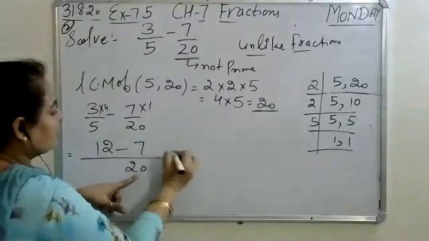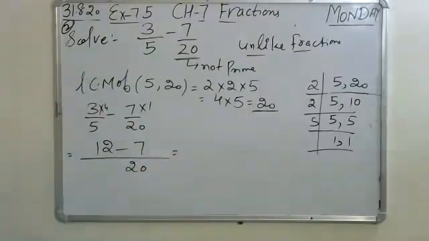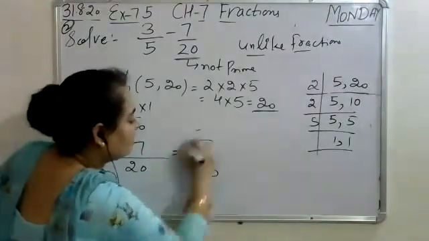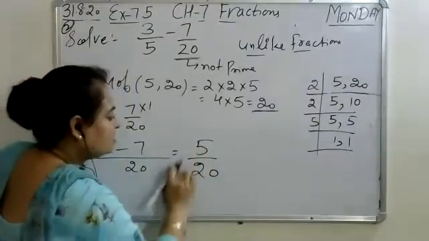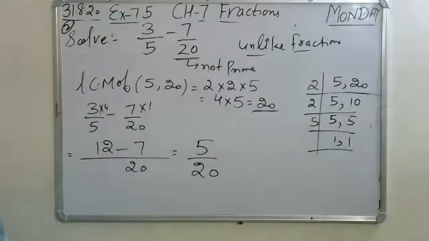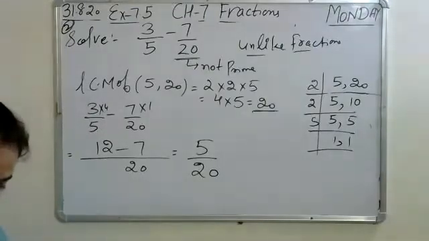Now tell me the final answer. 12 minus 7. 5. Yes, 5 by 20. Is 5 by 20 the final result? No, ma'am. Why is 5 by 20 not the final result? What is the reason?